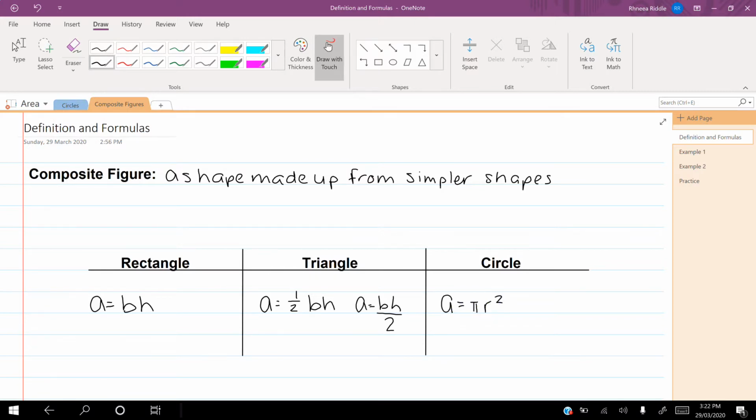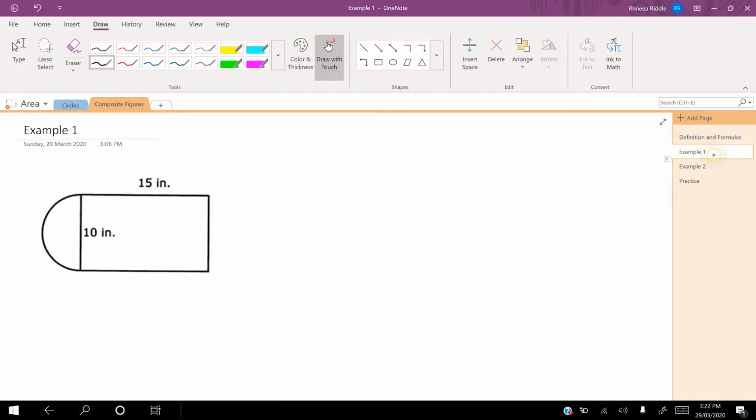This is the one that's the most different from the other two, so it can be a little bit more tricky to figure out, but its area equals pi r squared. So now that we have these, we're going to move on to our example, and this is going to start making a lot more sense now.